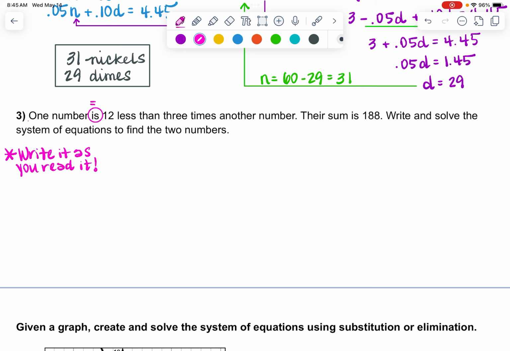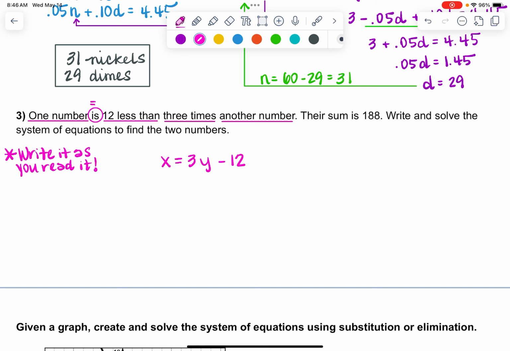So here we go. So one number, okay, pick a variable. I'm just going to pick x. X is 12 less than, okay, remember, less than means I have to start with something in order to take 12 less than that. So that's going to be a minus 12 out to the side. I'm taking 12 less than something. 12 less than what? 3 times another number. So I need to pick another variable. I shall pick y. And there's our first equation for that sentence. Okay, so using just writing it as we read it.